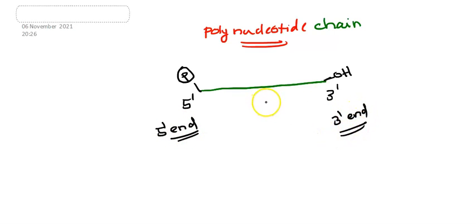So, if you are considering a polynucleotide chain, there will be two ends, 5' end and 3' end. In the 5' end, we can see a phosphate group. In the 3' end, we can see an OH group, a free OH group. Okay, this is all about the structure of polynucleotide chain, and the remaining things we will discuss in coming videos.